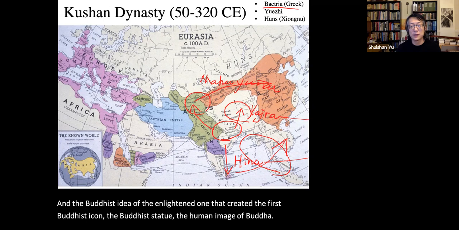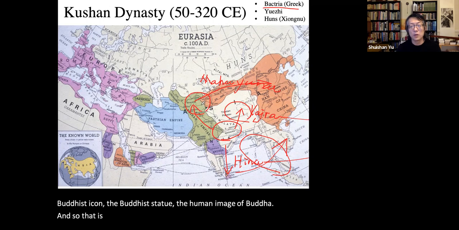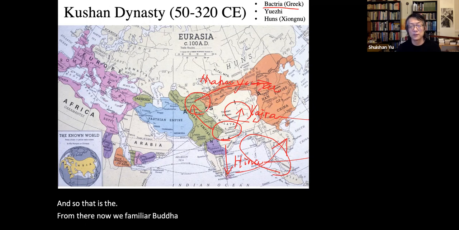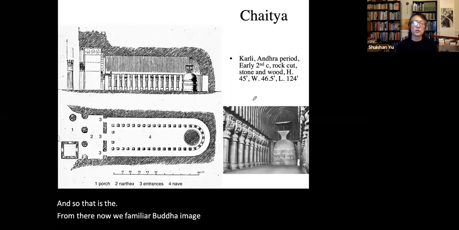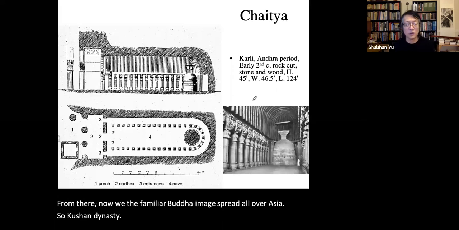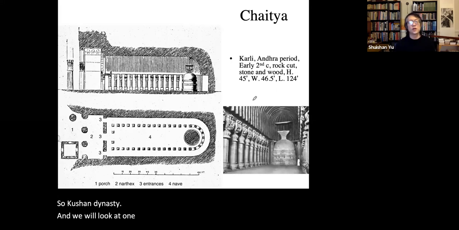And from there, the familiar Buddha image spread all over Asia. So, Kushan dynasty, we will look at one monument, that is a Chaitya Hall.